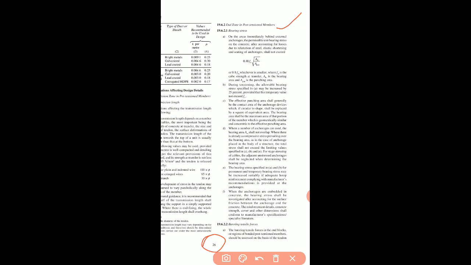So we are going to use this formula for calculation of bearing stress, and this is the criterion. During tensioning, the allowable bearing stress specified in A may be increased by 25% provided that this temporary value does not exceed fci.